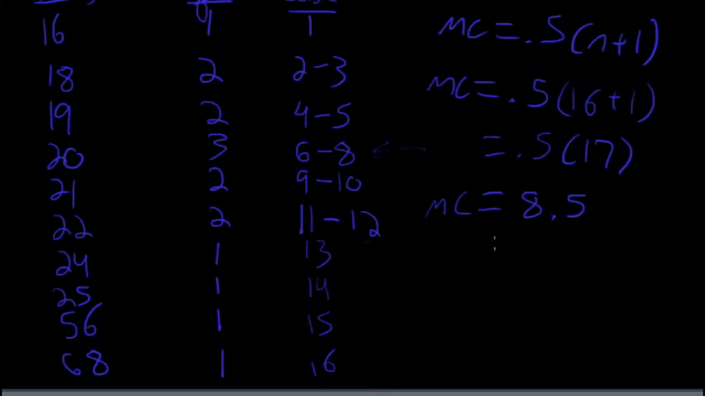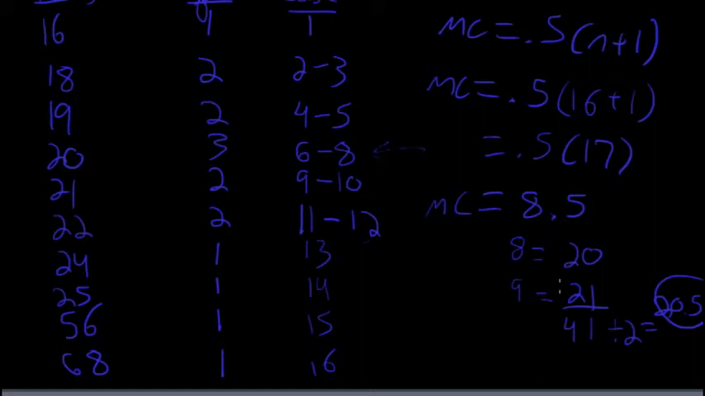So what that means is we actually need to take the 8th case and the 9th case. Okay? And we know what the 8th case is, it's 20. And we know the 9th case is 21. And we actually have to take the average of those. So we just add them together, which is 41, and divide by 2. And what do we get? 20.5, right? So 20.5 is actually the median.